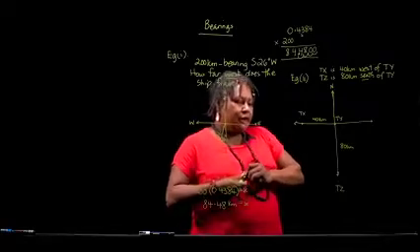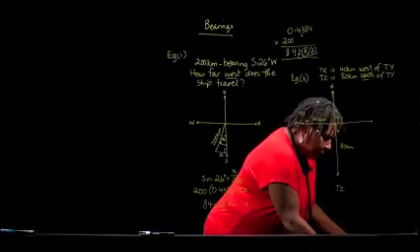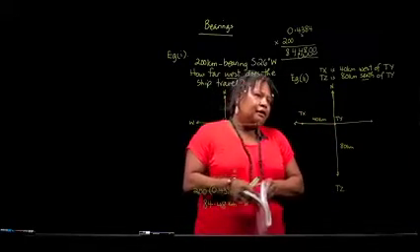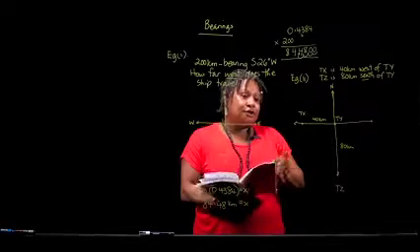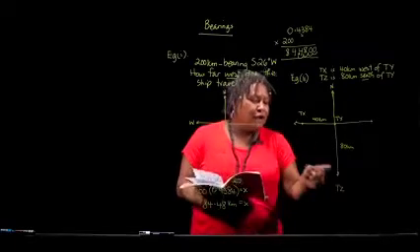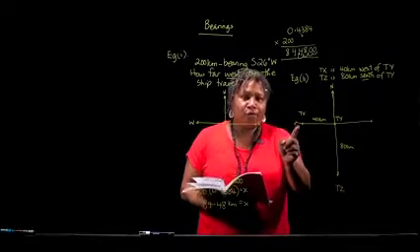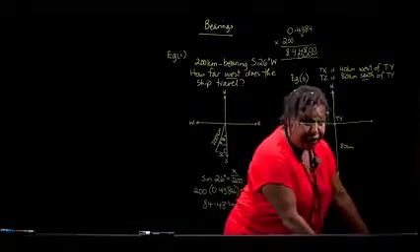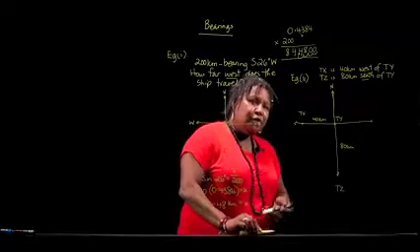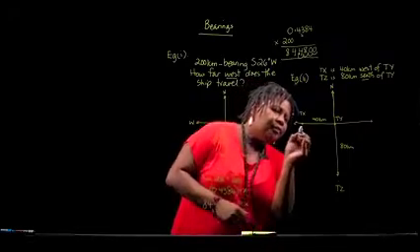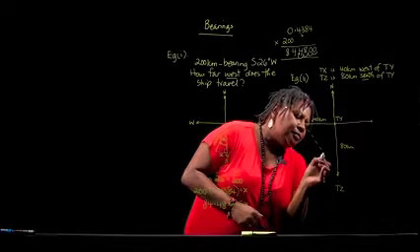Now, the first question we ask ourselves is: what is the bearing of town Z from town X? Whenever you are asked to find a bearing, you are looking for an angle. So in order to find the angle, we need to draw in our right angle triangle. So town X to town Z.